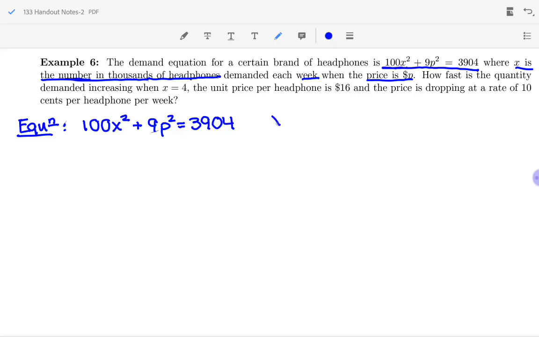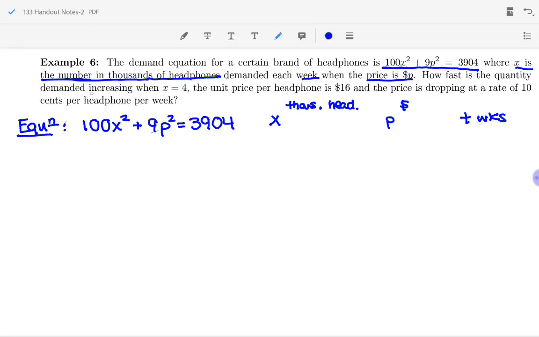We have x, which is thousands of headphones. So I'm just going to write 1,000 headphones just so we remember. And then we have p is the price. So this one's in dollars, since it's not like centimeters and centimeters cubed. I want to write down the units. And then my time here is in weeks when I take the derivative.